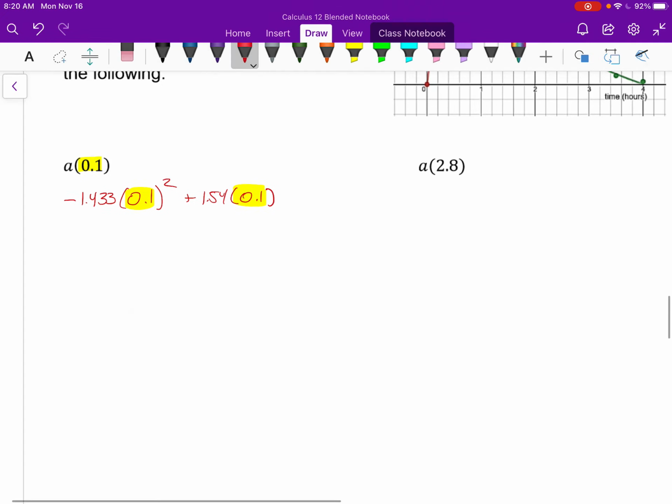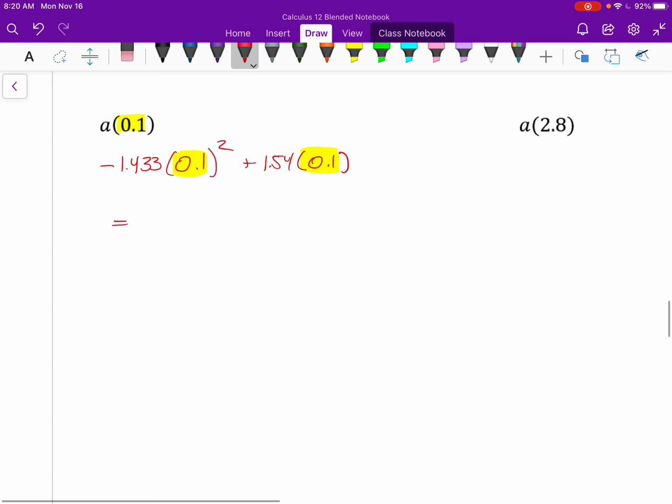I don't really care too much about the number, but when I type this into a calculator, I get about 0.1397. What are the units, though? Milligrams per milliliter.